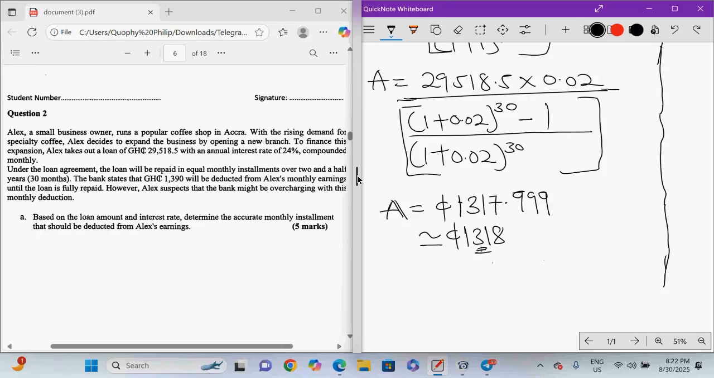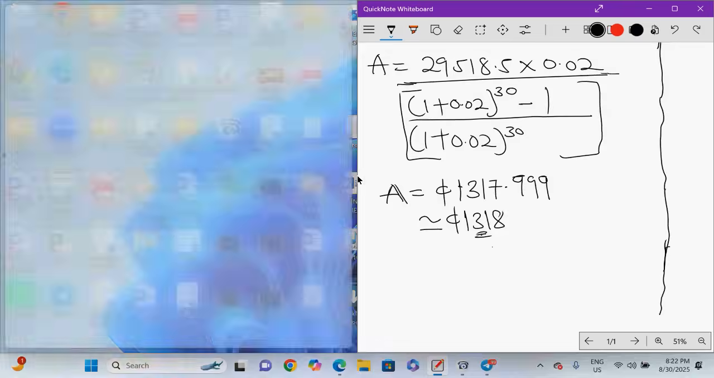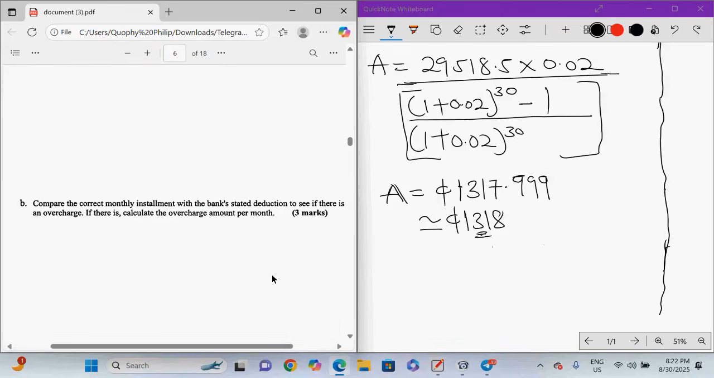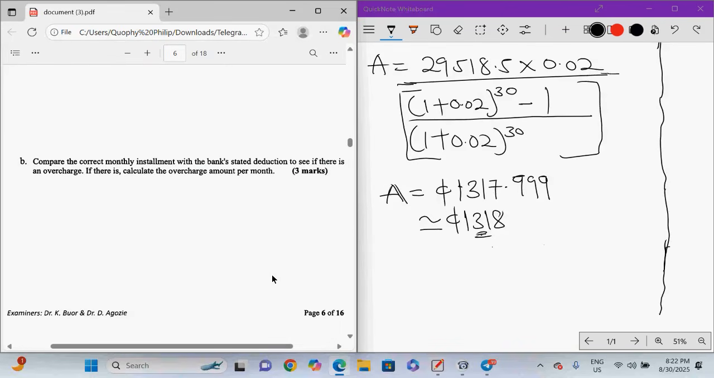Okay. So that is our equal payment, and that goes for 5 marks. So those who are able to do it will get their 5 marks. Then B, compare the what?